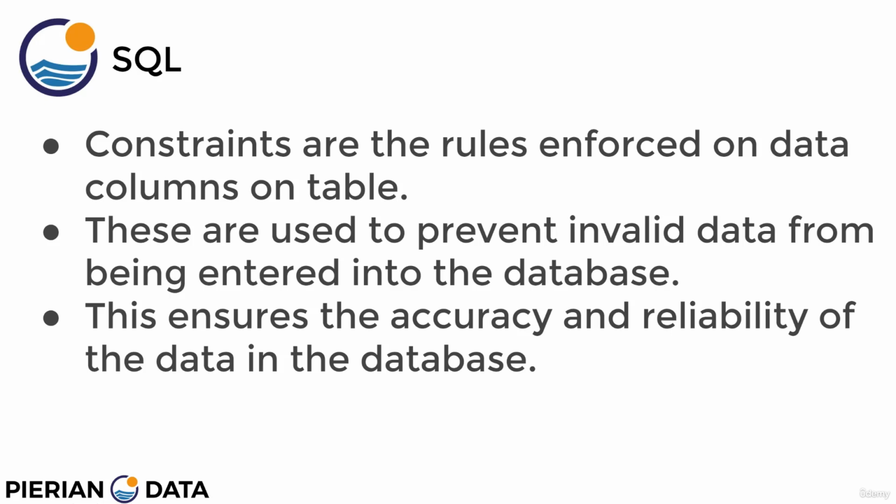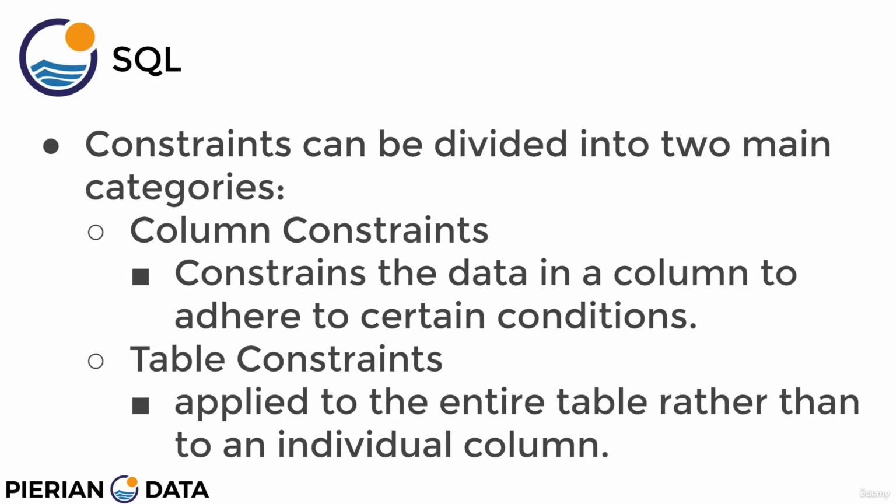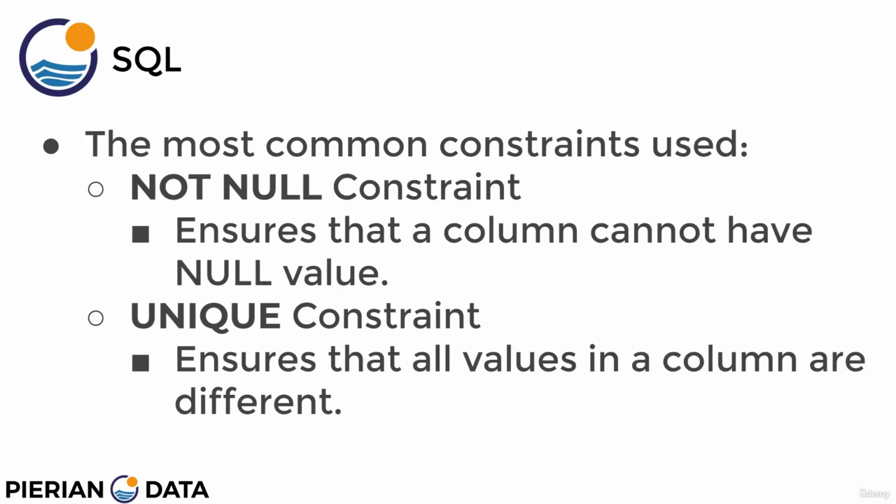So constraints are used to prevent invalid data from being entered into the database. This ensures the accuracy and reliability of the data in the database. Constraints can generally be divided into two main categories. There are constraints on a column, which constrains the data in a single column to adhere to certain conditions, and then there are table constraints, which are applied to the entire table rather than just an individual column. So let's talk about some of the most common constraints used.